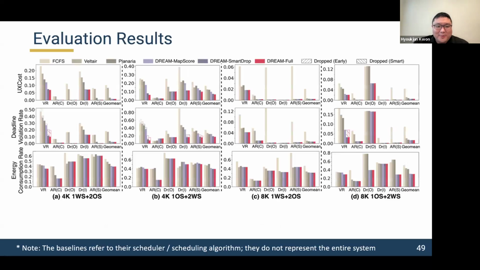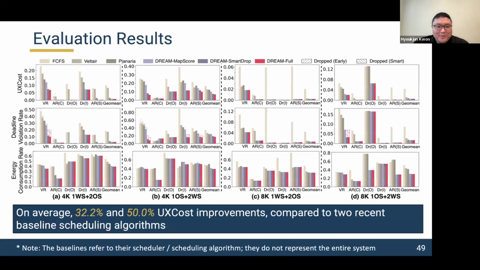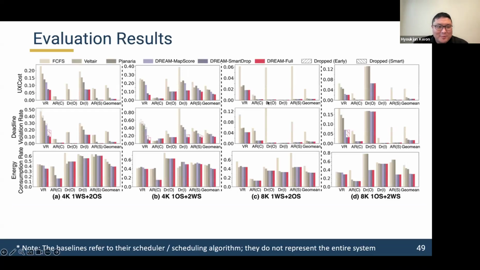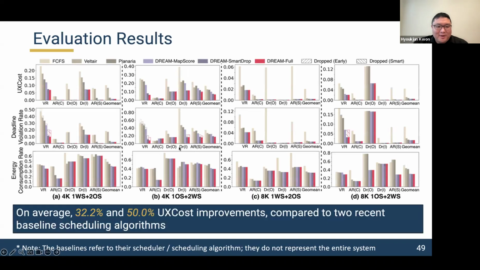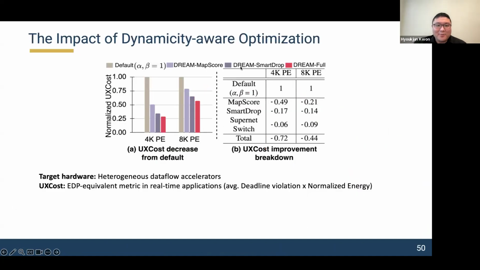And this is the overall evaluation result. I'll not go over all the details in the interest of time, but basically what we observed is, on average, 32% and 50% UX cost improvements compared to the two recent baselines. And I wanted to go a little deeper into this result to deliver the key insights.